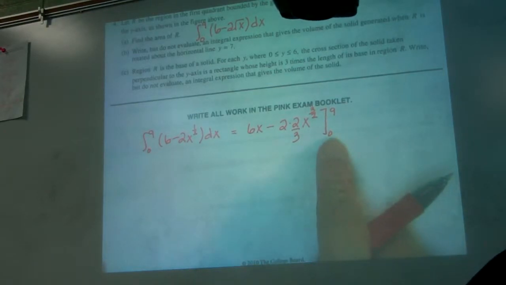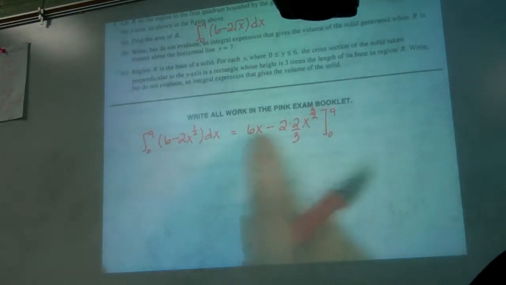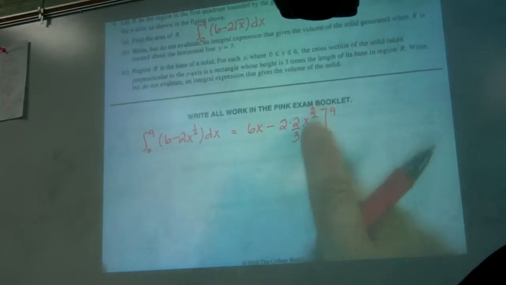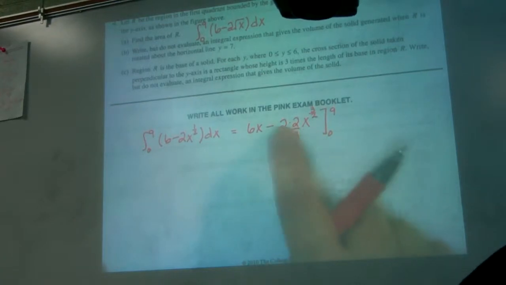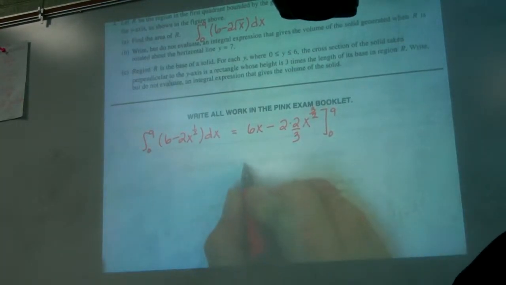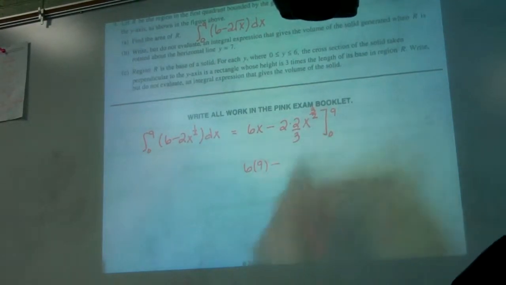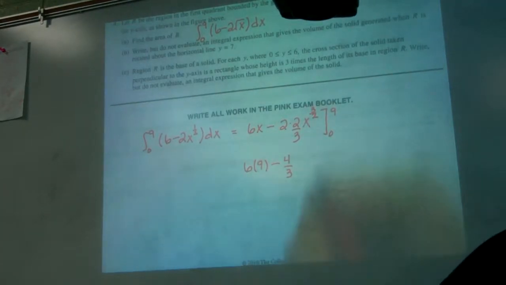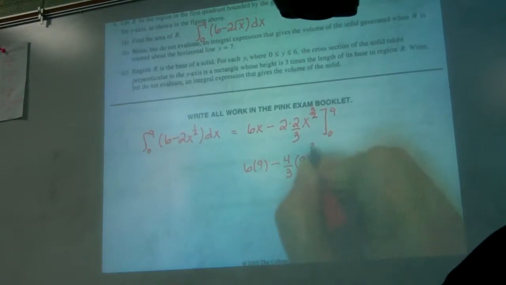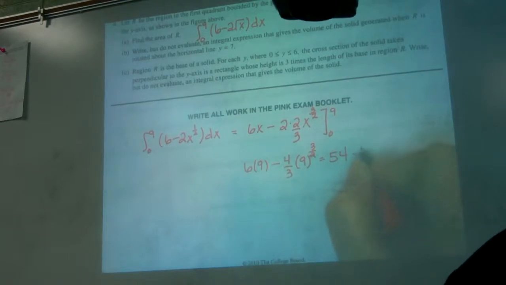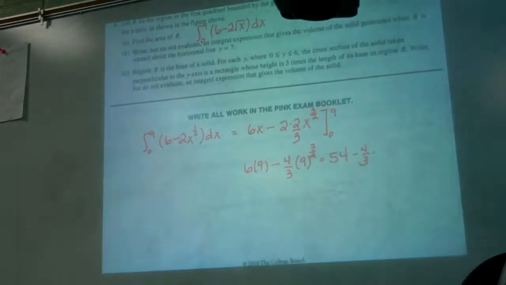We don't really have to worry about the 0, because when we plug 0 in, these will both be 0. 6 times 0 is 0, 0 raised to anything is 0, and then 0 times anything is 0. So really we just have to worry about what we get when we plug 9 in. So we get 6 times 9 minus 4/3. 2 times 2/3 would be 4/3. 4/3, 9 to the 3/2. So 54 minus 4/3 times.